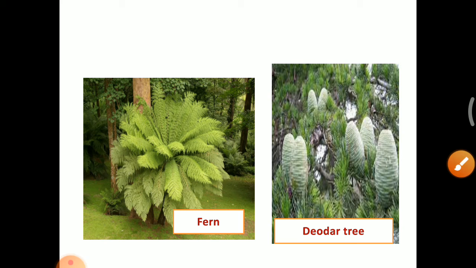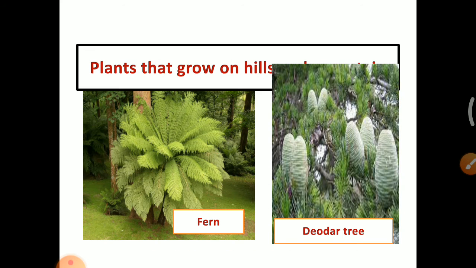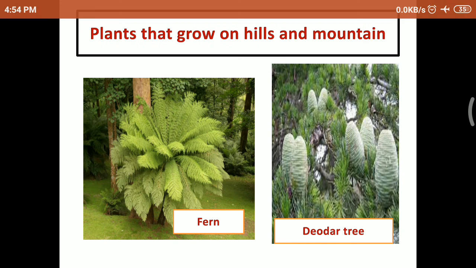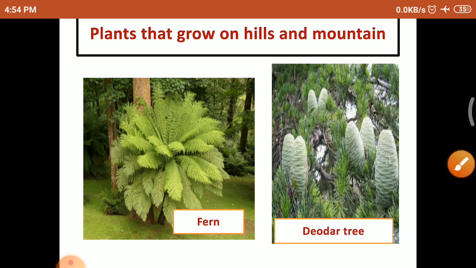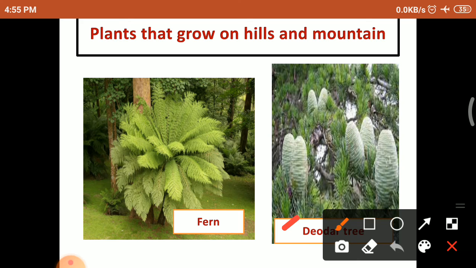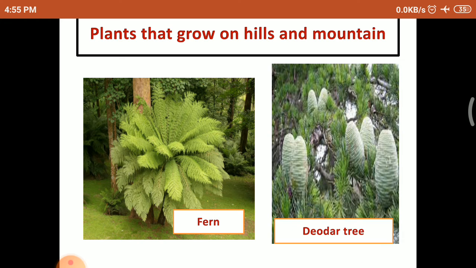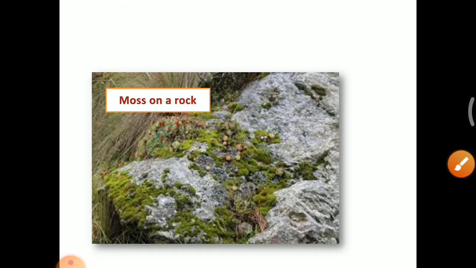And some other plants also grow on hills and mountains. This is a fern plant. It grows on hills and also mountains. The next one is the deodar tree. This also grows in hills and mountains. The next one, moss on a rock. This also grows on hills and mountains.